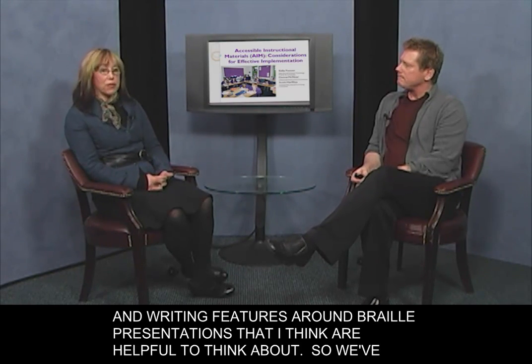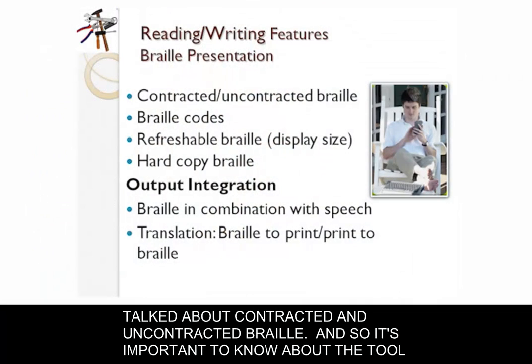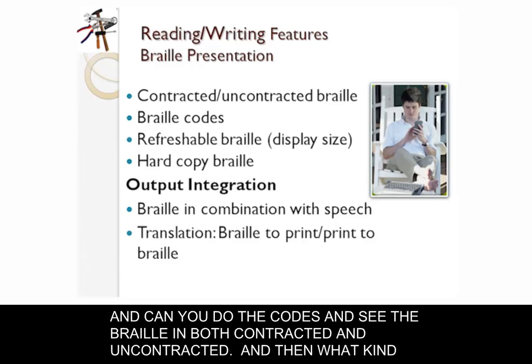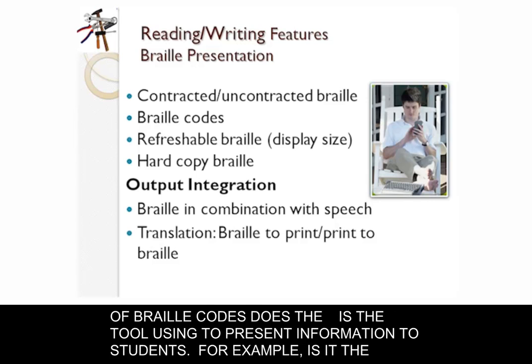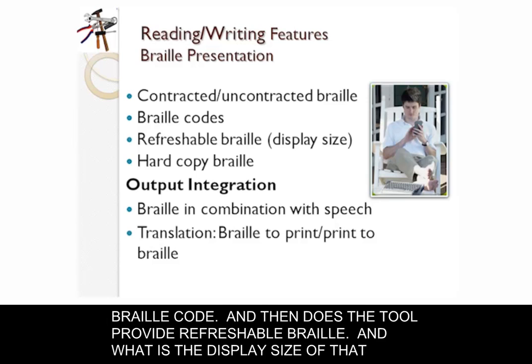So there are some reading and writing features around Braille presentations that I think are helpful to think about. We've talked about contracted and uncontracted Braille, so it's important to know about the tool, and can you do the codes and see the Braille in both contracted and uncontracted. And then what kind of Braille codes is the tool using to present information to students? For example, is it the literary Braille code? Is it the computer Braille code? And can a tool use some aspects of the music Braille code?